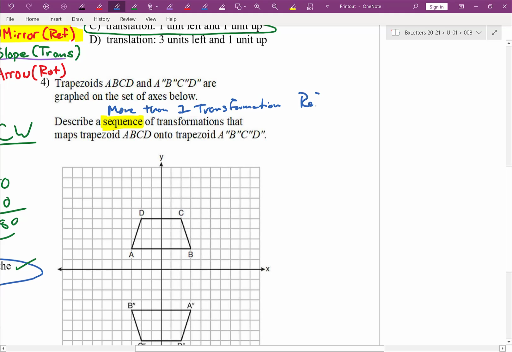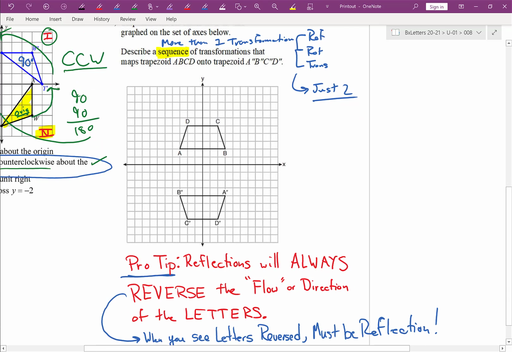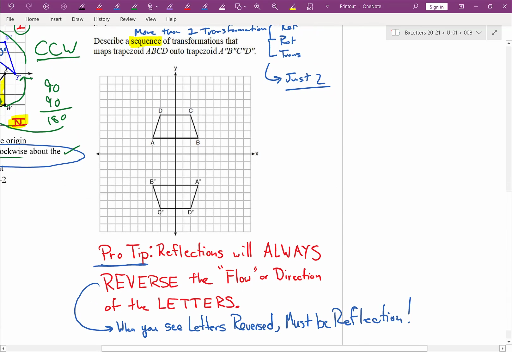It's going to be a reflection, a rotation, translation. And usually it's just 2 of these. Just 2. And you got to describe it. For you, it will be multiple choice, but here I'm going to have to actually get very specific. So the first one you want to check for is reflection, because reflection is real easy to check for.